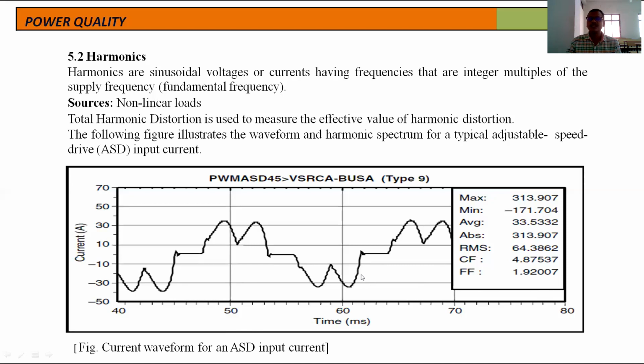Okay, this is what the figure shows. Actually, only one fundamental sinusoidal waveform should come, but instead of one, here we are getting two fundamental waveforms. Okay, two positive peaks as well as two negative peaks. This comes under harmonics.